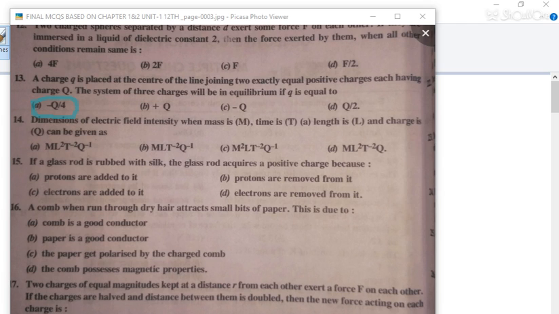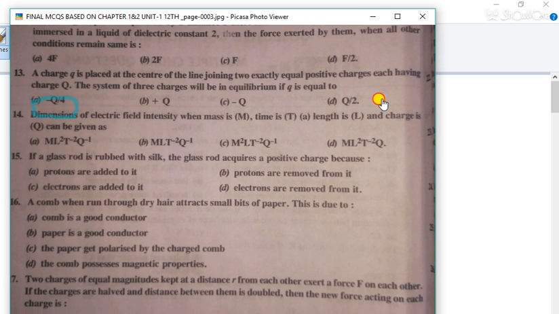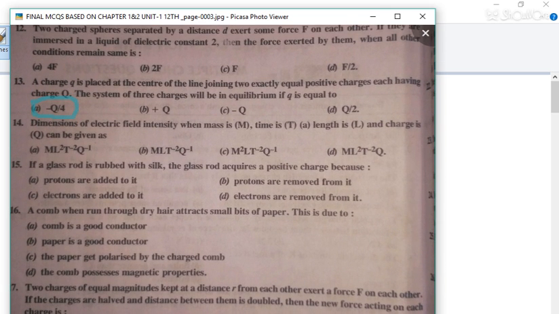So students, here we have the next question. Dimensions of electric field intensity is asked in the next question. So as you know, electric field intensity E is equal to F by Q. So force per unit charge. So here the answer is also given in terms of Q, so we can use Q here.